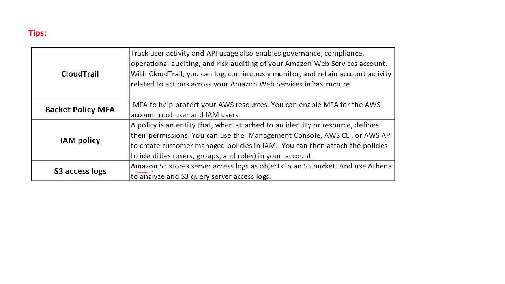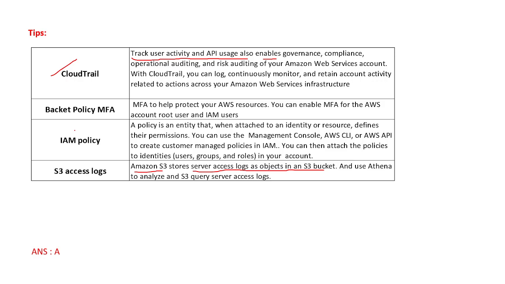Obviously, as I mentioned, S3 access logs. What is the function of this? Amazon S3 stores the server access logs as objects in the S3 bucket. There is no such requirement in our case. Clearly we need to track user activity and API usage, so it will enable governance and compliance. So this is the potential answer in our case. So obviously the answer is A.